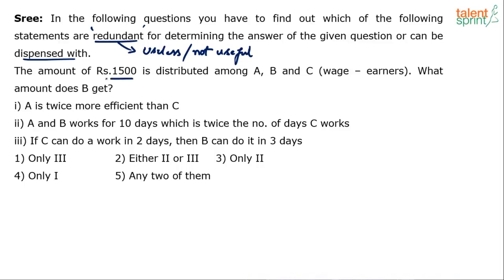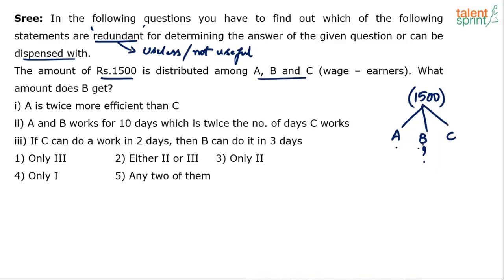It says an amount of rupees 1500 is distributed among A, B, C who are wage earners. What amount does B get? So 1500 rupees is being distributed among A, B and C. How much does B get is the question here. Now how do you divide wages among persons? Wages among persons, it is divided based on the capacity. Basically, it is divided based on the amount of work done by each person.